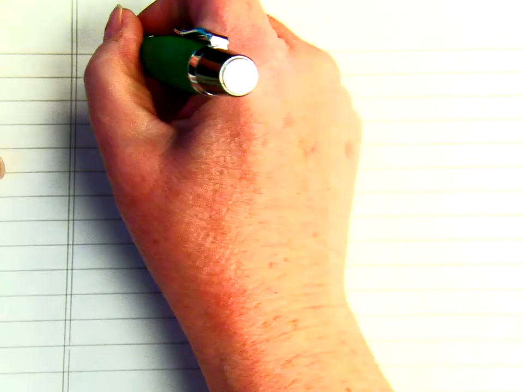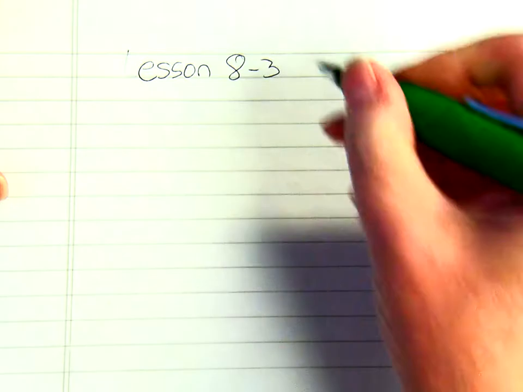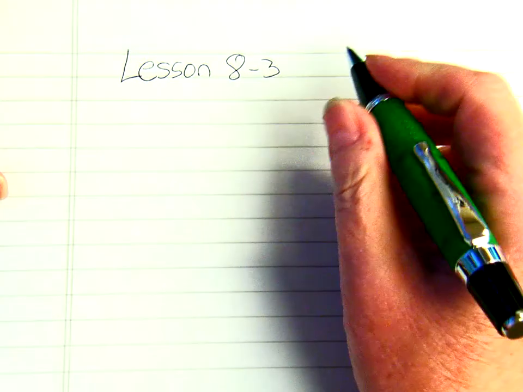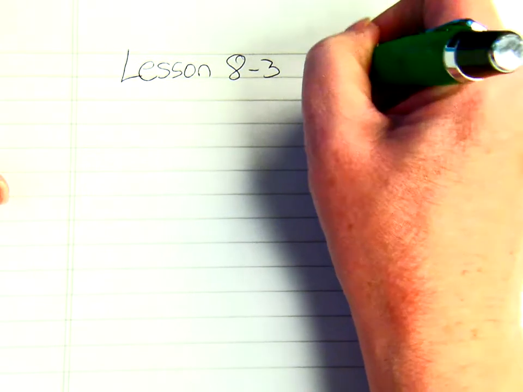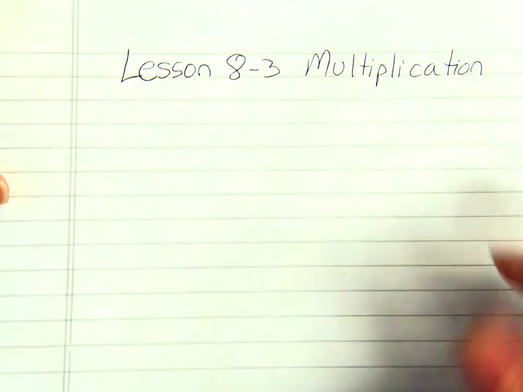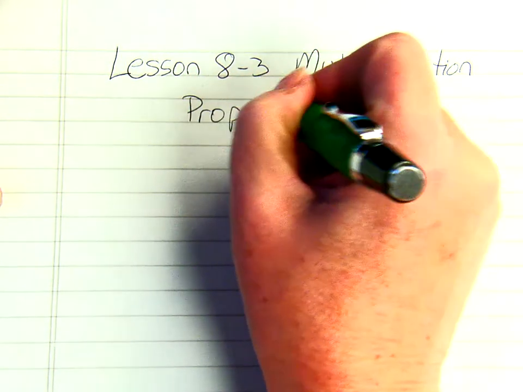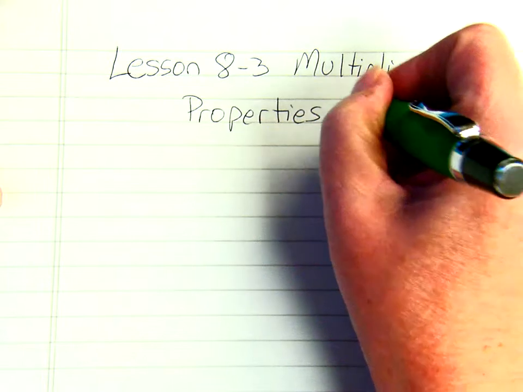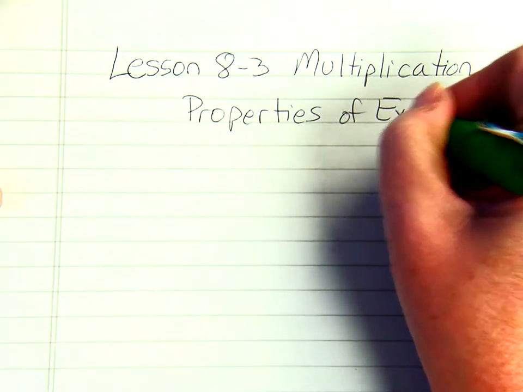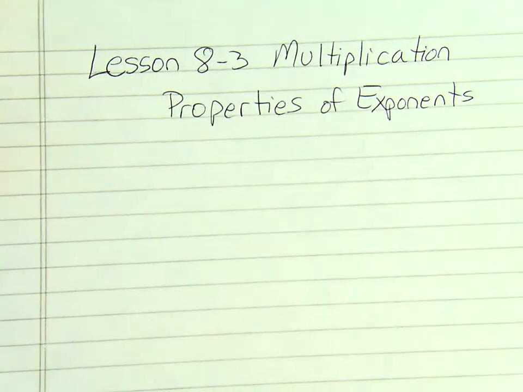Okay, so today we're going to talk about Lesson 8-3. For all of you, yes, I'm using a different pen. Show and tell. I guess that's something that you needed to see. Lesson 8-3, it's multiplication properties of exponents. Or how do we multiply exponents? Okay, so now that we see that, there's our title. Okay, so let's get started.